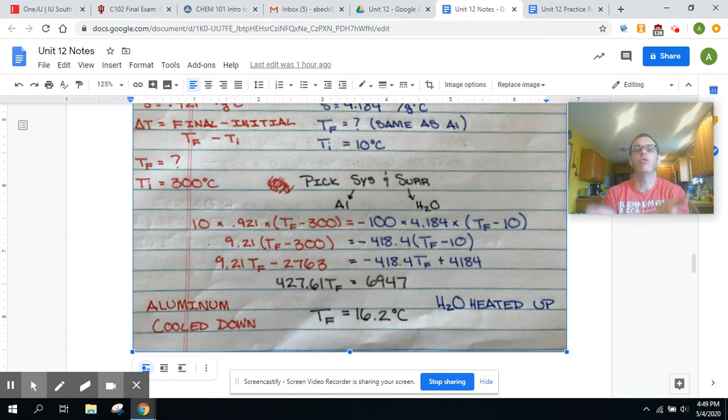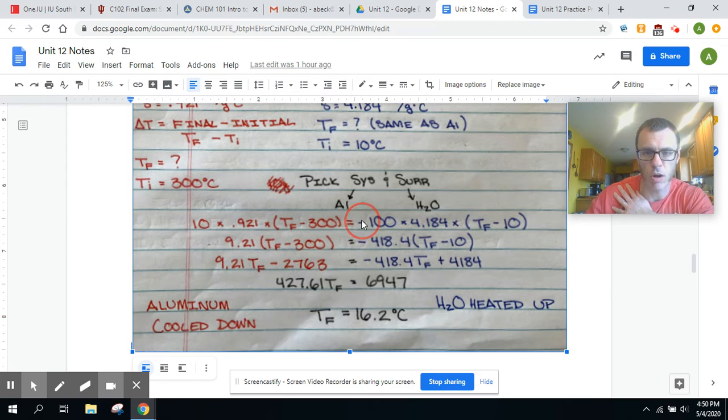So you pick. You get to choose. I'm all about student choice. Pick the system, pick the surroundings. Usually in a situation like this, the surroundings will be the water. The system will be aluminum or whatever metal or whatever we're putting in the water. All right. So the way that we're going to go through this is Q equals M times S times delta T. Here's our system, 10 grams. Here's our S for aluminum, TF minus 300. There you go.